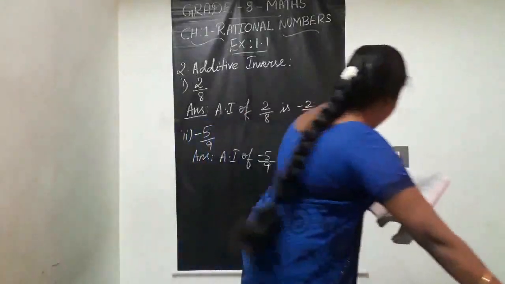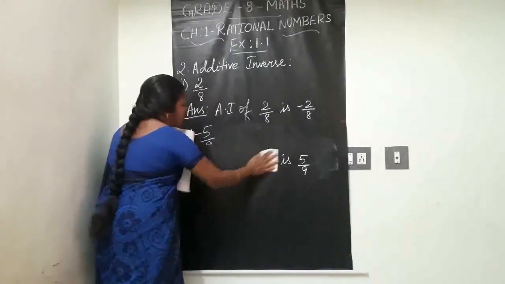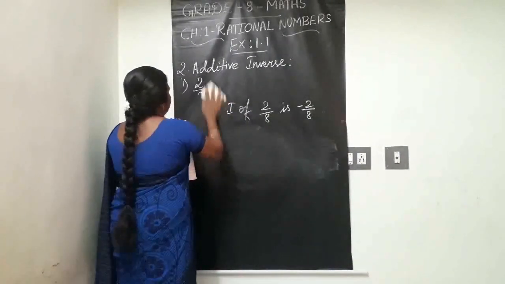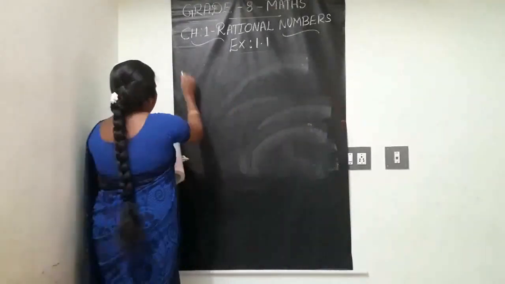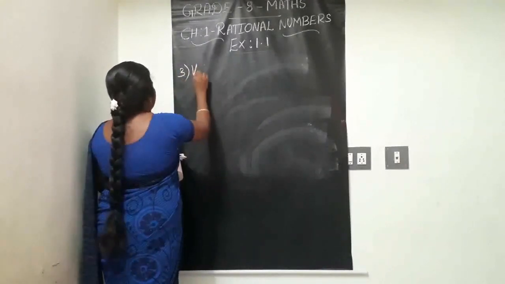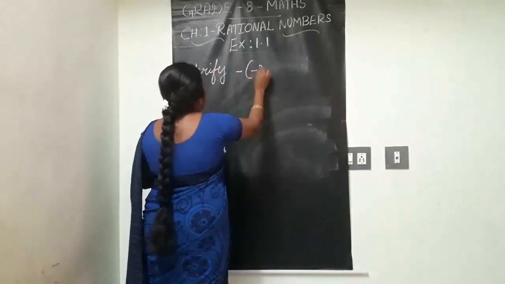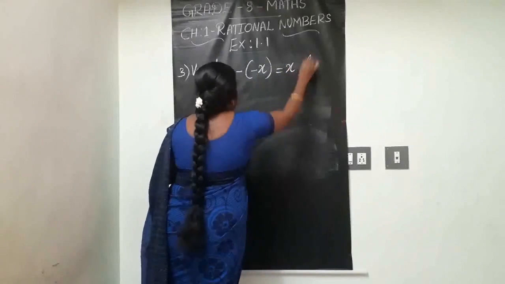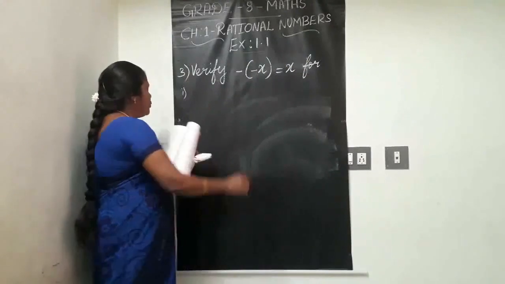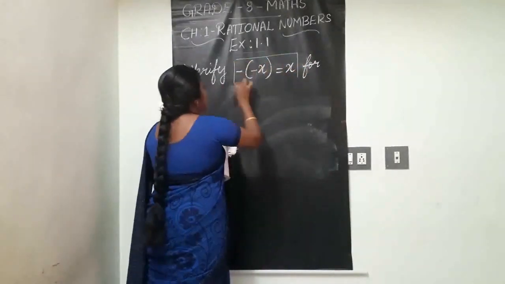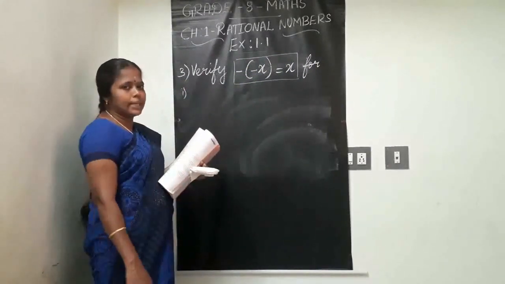Third section, verify that minus of minus x equal to x. One statement is given. Verify that minus of minus x equal to x for x equal to, like the two questions given. We have to verify this result. Minus of minus x equal to x. This statement also related with the additive inverse category only.